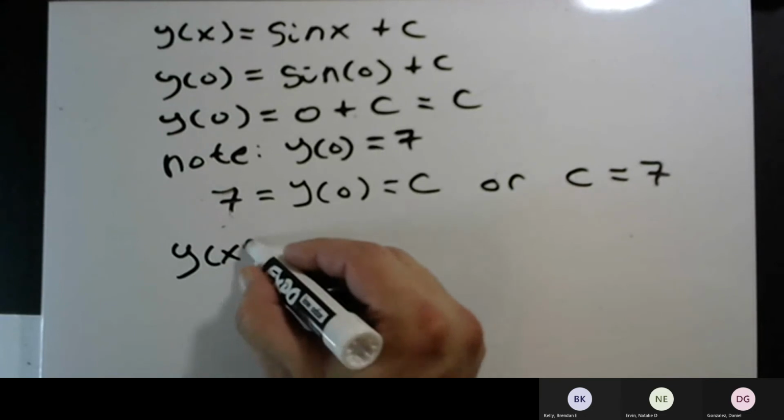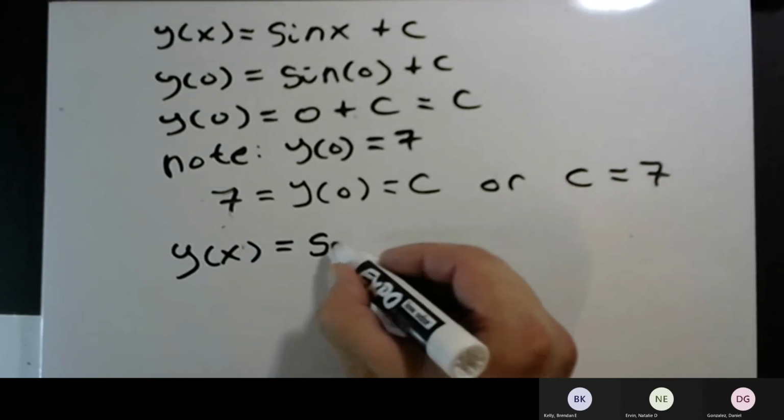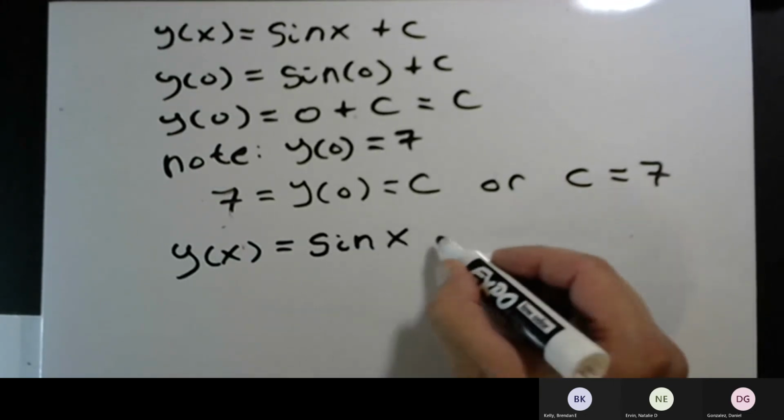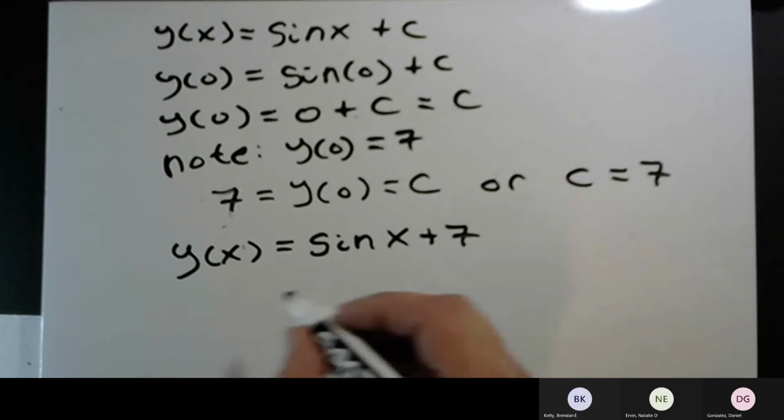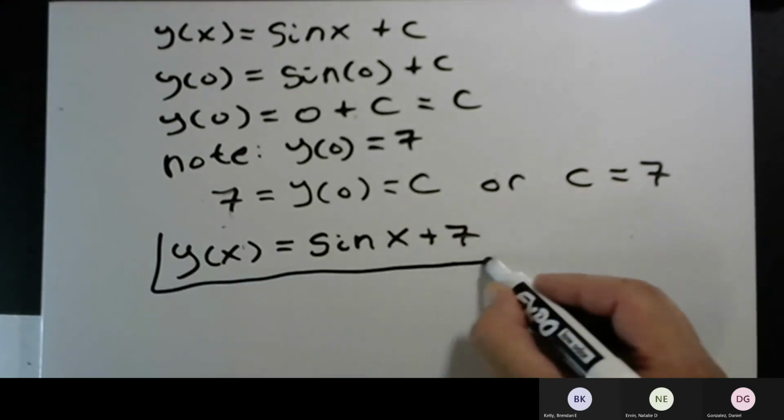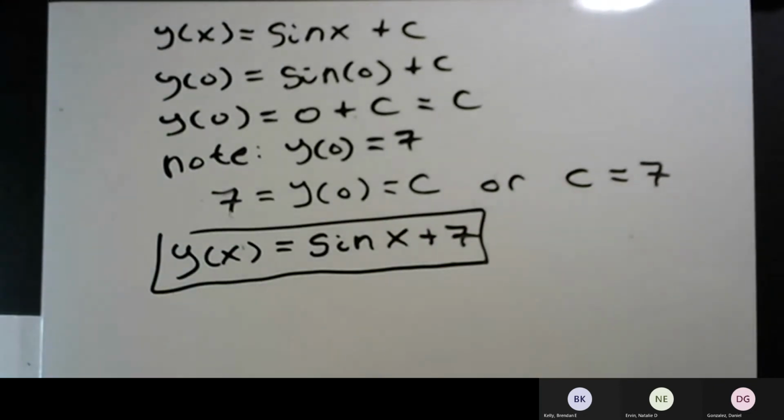So at last, the function we're looking for is going to be this. We've identified c. And this is called an initial value problem. We're given a value, a point, 0, 7, and that helps us identify that c. So any questions about that?